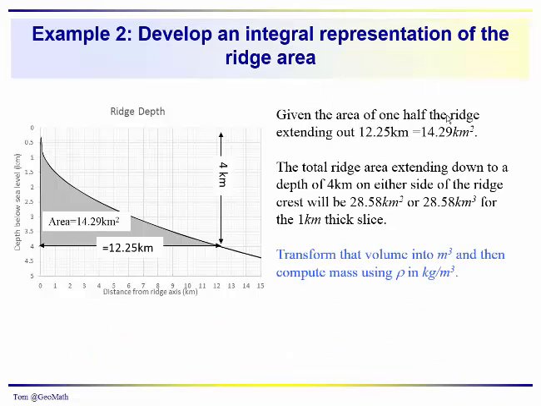So given that the area of the ridge on one side, extending out to 12.25 kilometers, is 14.29 square kilometers, the total ridge area extending down to a depth of 4 kilometers from the ridge axis on both sides of the ridge is going to be twice this, or 28.58 square kilometers. In terms of a volume, it's going to be 28.58 cubic kilometers for this 1 kilometer thick slice. So now transform this volume, which is in cubic kilometers, into cubic meters, and then compute the mass using this density in kilograms per cubic meter.